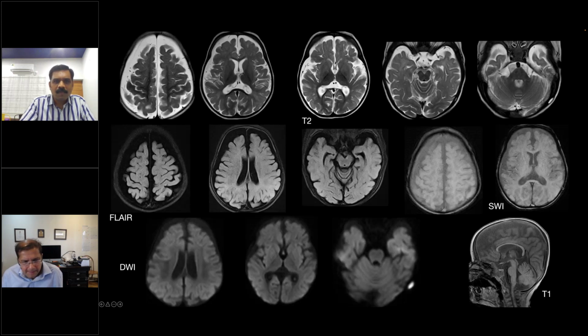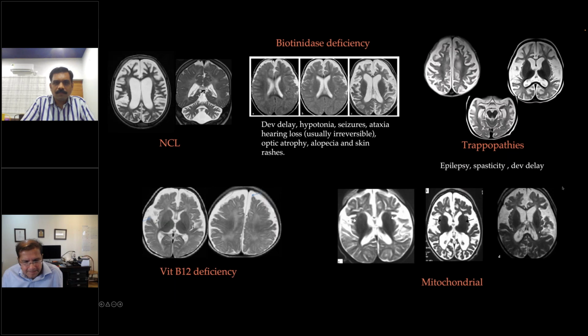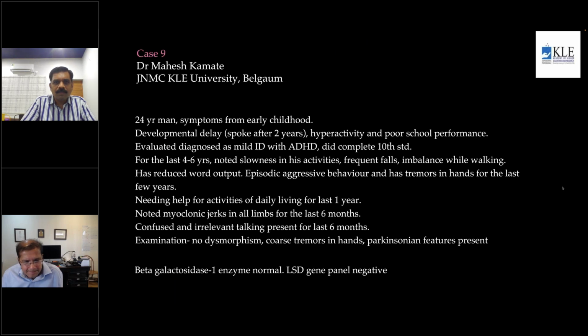Okay, if there are no further comments, we'll move on to our next case. Again, Dr. Kamte. This is a 24-year-old gentleman who presented with symptoms starting from early childhood. He was born to a married couple and had mild developmental delay. He spoke after 2 years of age. He had issues of hyperactivity and poor performance. He was evaluated at the age of 4 years and diagnosed as mild intellectual disability with ADHD. However, with special attention, he could complete his 10th standard.